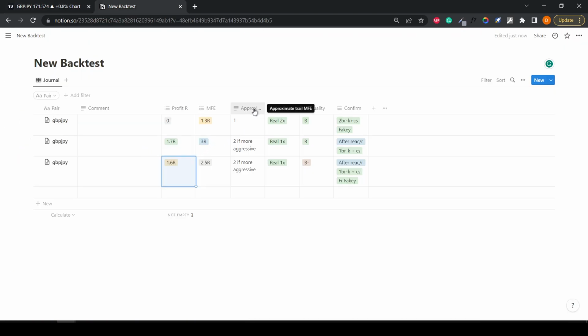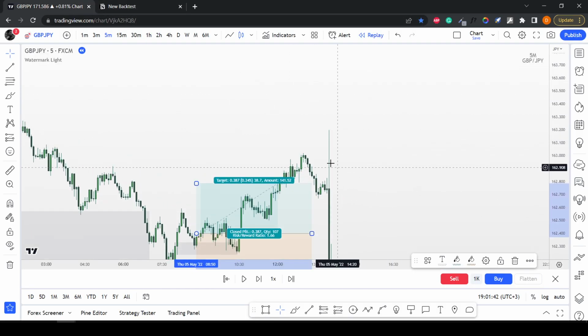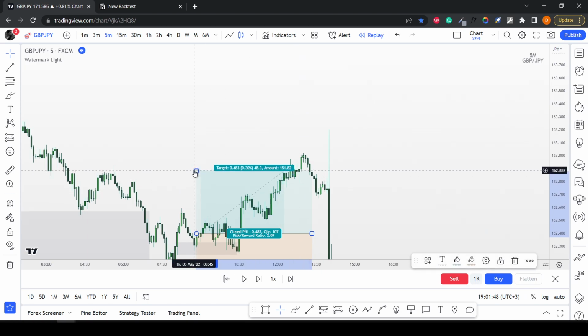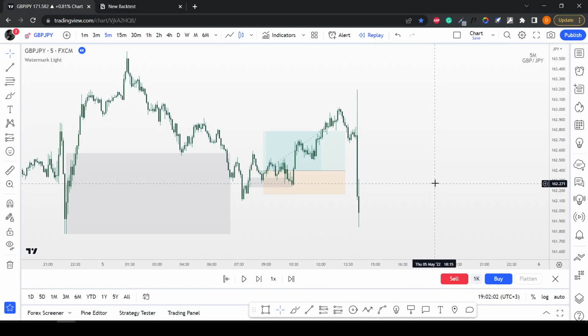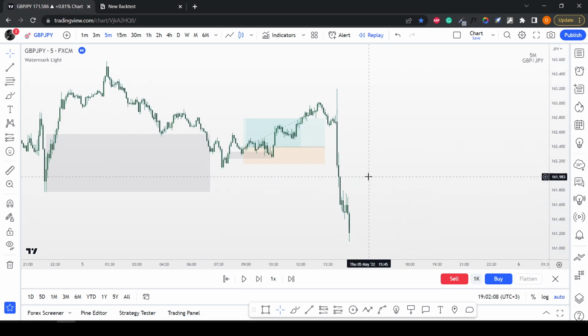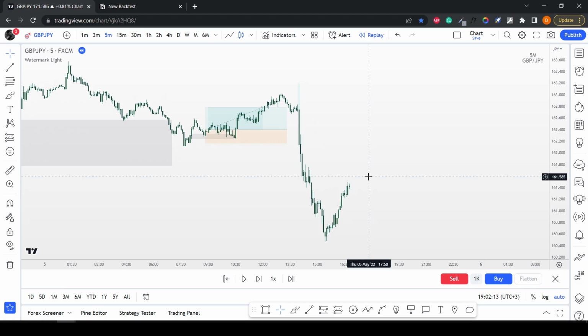Okay, I recorded the trade with this big quality, and this one is the approximate trail MFE. Looking at this one, I see that if I had decided to be more aggressive here, I would have taken maybe 2R, for instance. Then I will record it and see in my data collection what I can do with it. Let's give it time to settle down after this huge impulse. There is nothing I can do there, and New York is coming.